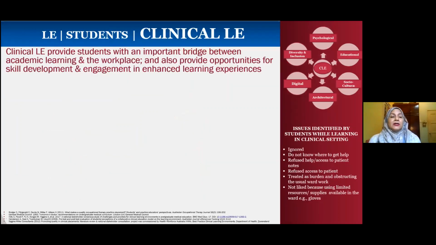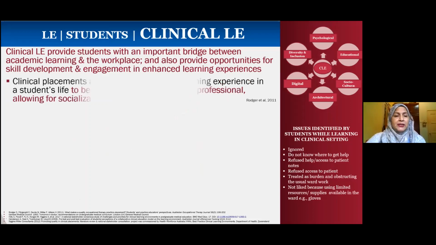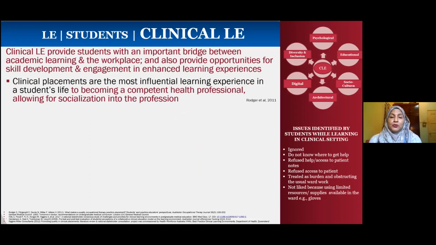The clinical learning environment provides students with an important bridge between academic learning and the workplace, and also provides opportunities for skill development and engagement in enhanced learning experiences. Clinical placements are the most influential learning experience in the student's life in becoming a competent health professional, allowing for socialization into the profession, when they are not only talking to the patients, they're talking to the patients' relatives, the other staff members in the hospital, and the seniors and junior staff members among the hospital staff.